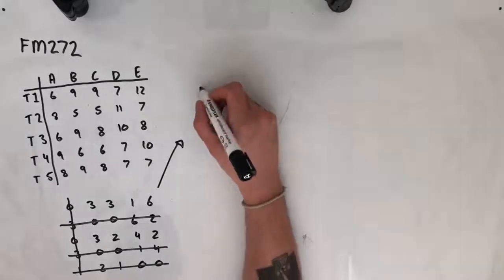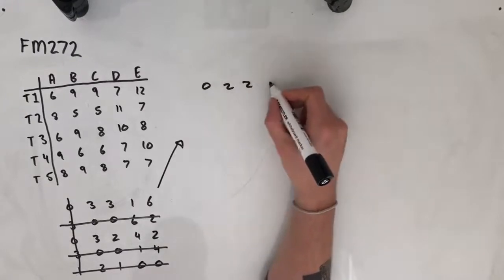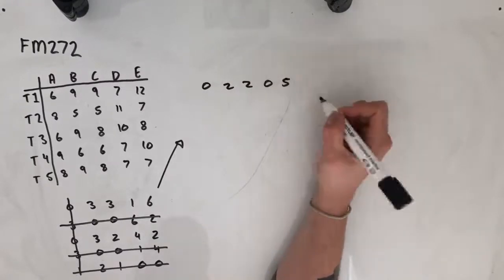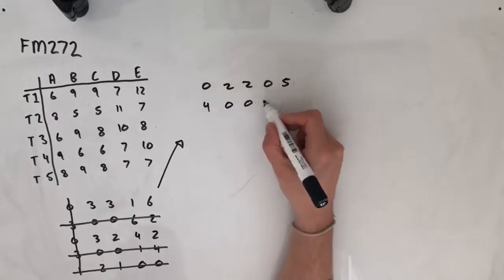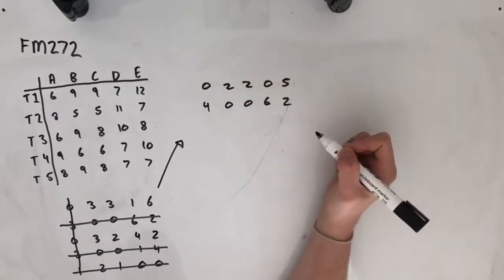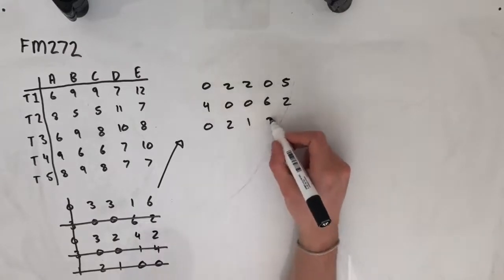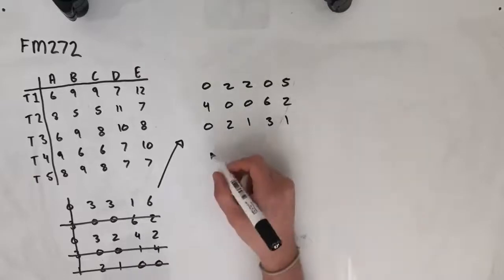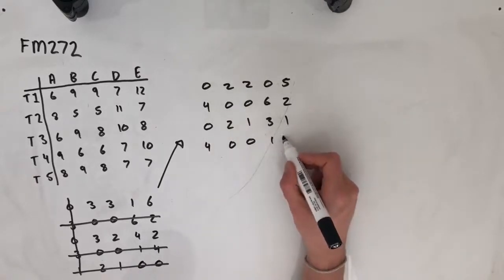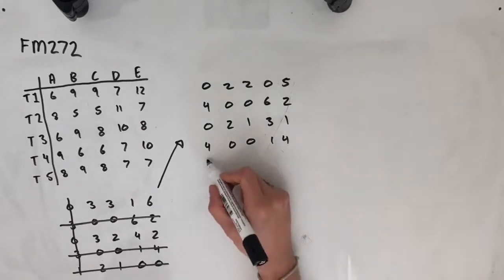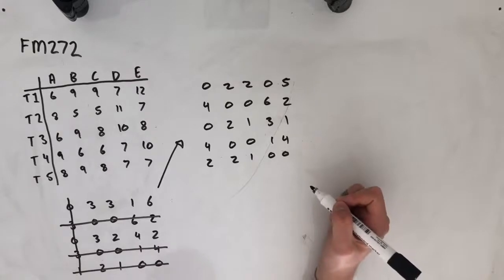So going through, we should get 0, 2, 2, 0, 5. We should then get 4, 0, 0, 6, 2. We should get 0, 2, 1, 3, 1. We should get 4, 0, 0, 1, 4. And we should get 2, 2, 1, 0, 0.